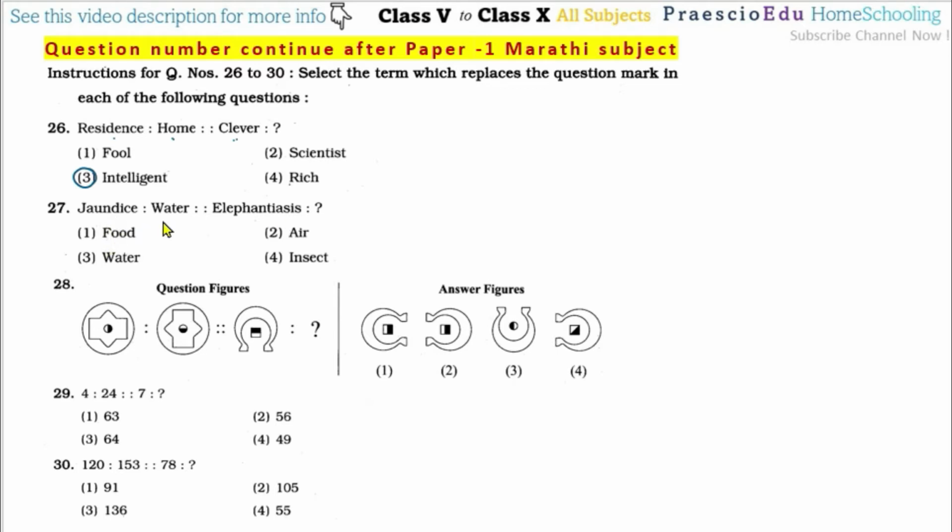So jaundice is spread through water. Like this, elephantiasis is spread through an insect, mostly the mosquito. So option number 4 is correct.